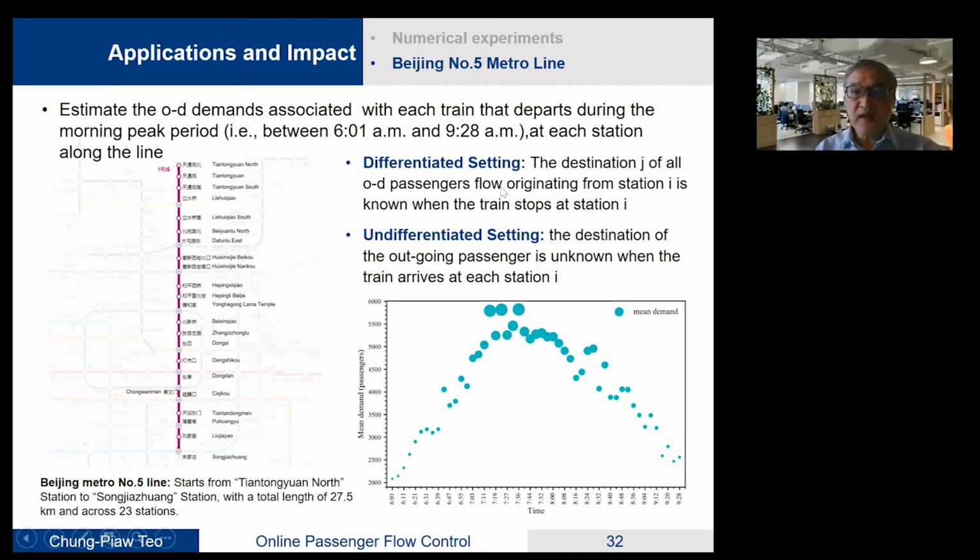And we do the allocation in two settings. One is differentiated, in the sense that I have a different service level for different IJ. So this is assuming that I know the destination at station I, I know where the customer is traveling to, and I do admission control based on this IJ pair. Undifferentiated setting means I only know that the customers come to station I. I have no control. I do not know where the customers will be arriving. So this is the undifferentiated setting.